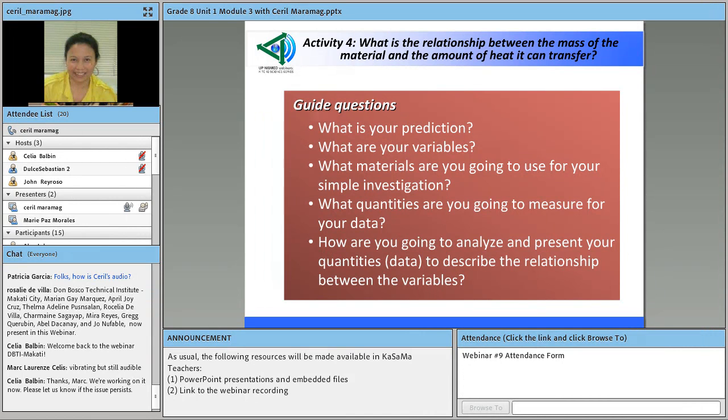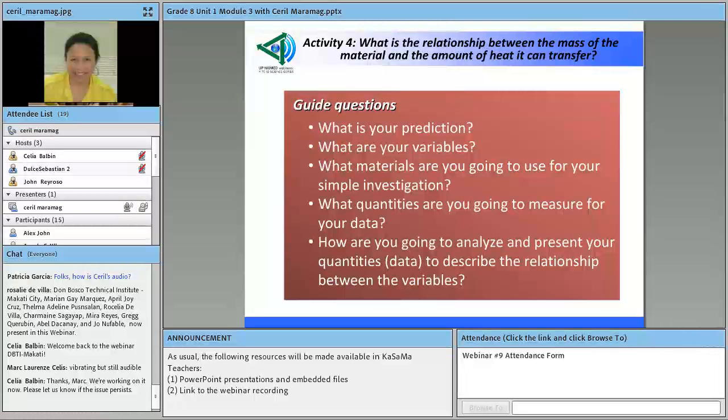This time for activity 4 and activity 5 later, these activities will demonstrate two of the factors that affect the amount of heat that a material can transfer or absorb. One is the amount of material or simply its mass, and this is for activity 4. Activity 4 is an example of an unstructured activity because there is no specific procedure that students can follow. They are just given a problem to solve, and as you can see, there are some guide questions to consider as they try to seek an answer to the problem and to come up with a relationship between the two variables.